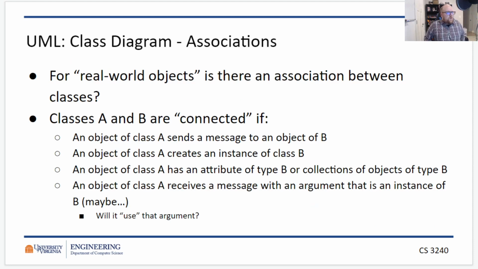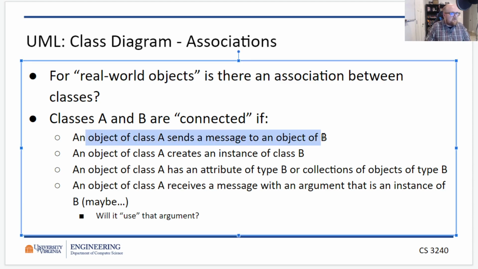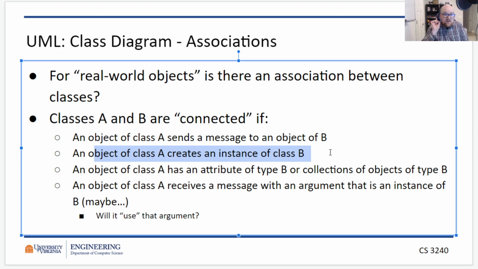So when we're talking about objects, we think of them as kind of real-world objects. And is there a connection between them? And they can be associated, or there can be a dependency in multiple ways. For example, if A sends a message to B, that is an association. If object A creates an instance of B, but doesn't own it, it's very important because, if like a car has a tire, it owns tires. But this is specifically A creates an instance, but it doesn't possess that instance. That's an association.